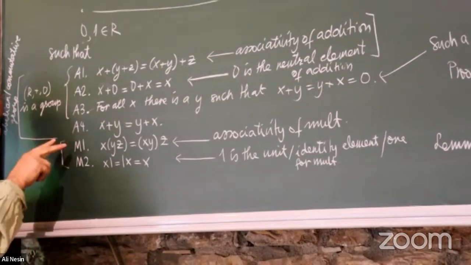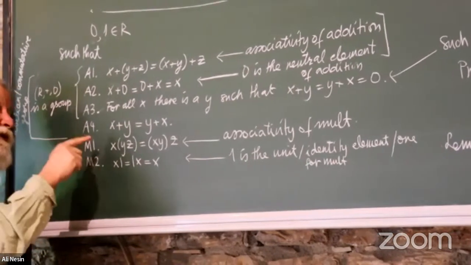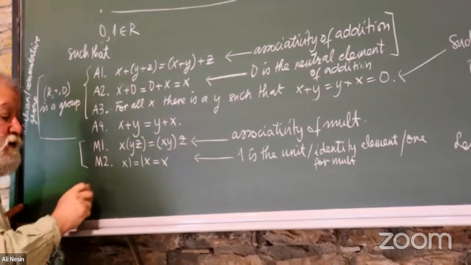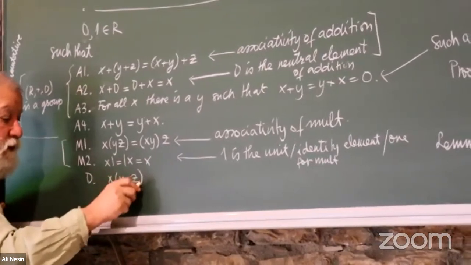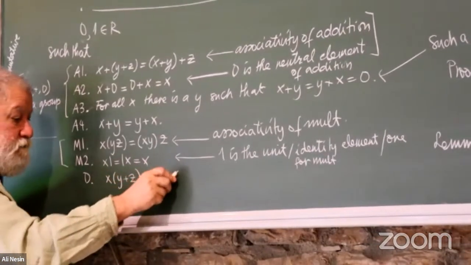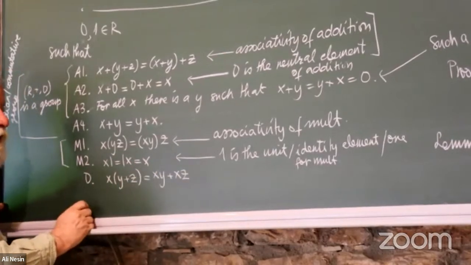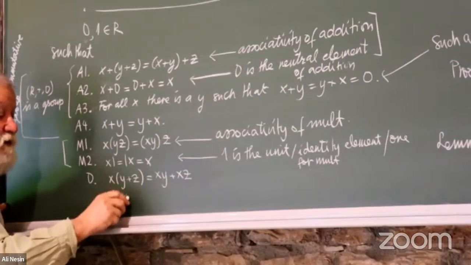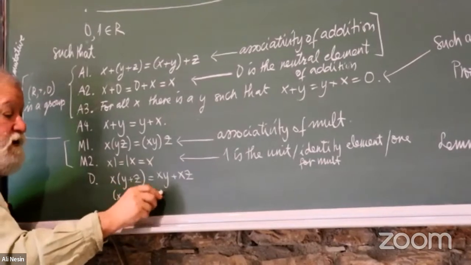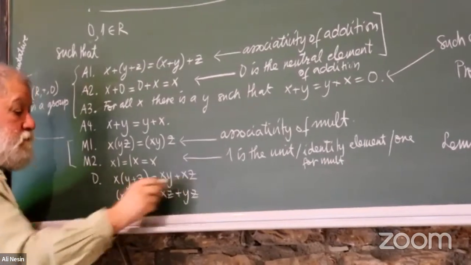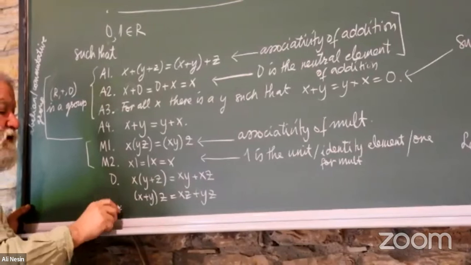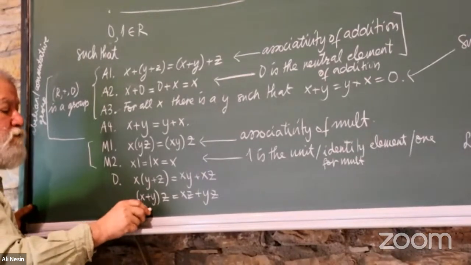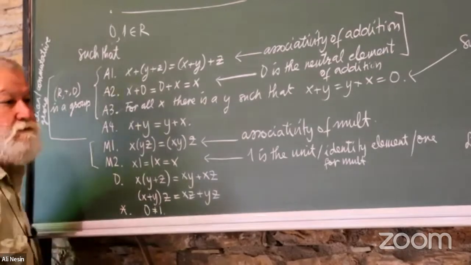Now I need an axiom that involves both addition and multiplication. This is called the distributive law. x times (y plus z) is equal to xy plus xz. And the other one, (x plus y) times z is equal to xz plus yz. And one more, I will call this star: I want 0 different from 1. These are the axioms of ring theory.